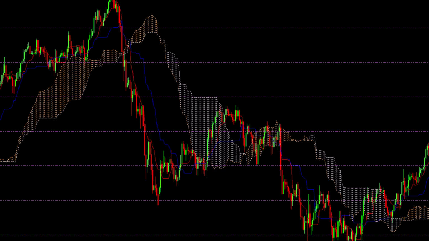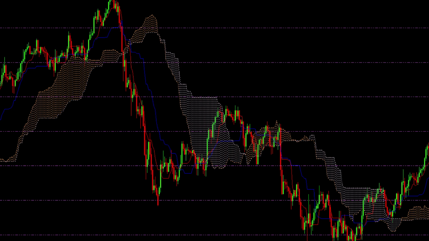As already mentioned, the color of the clouds reflects the difference between Senku span A and B. When the price is consistently above the cloud, there is a higher probability that the asset is in an uptrend. In turn, if the price moves below it, this can be interpreted as a bearish signal indicating a downtrend. With the exception of some factors, the trend may change to a flat when the price makes a sideways movement inside the cloud.